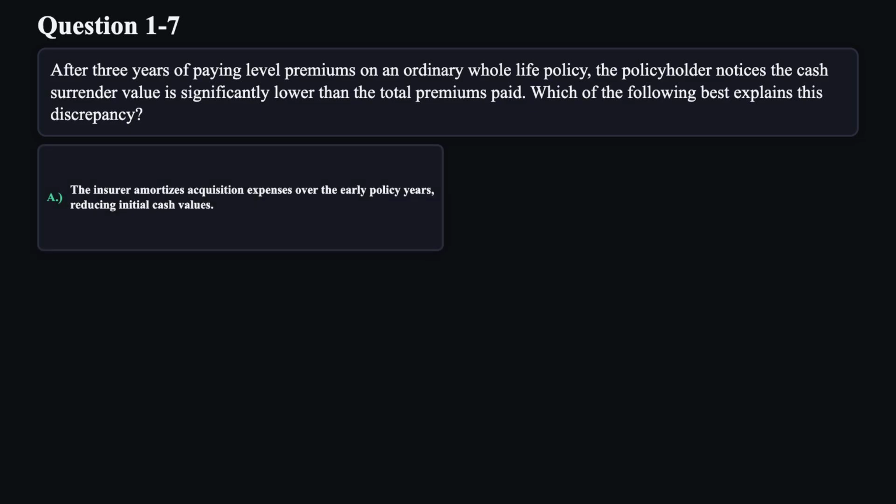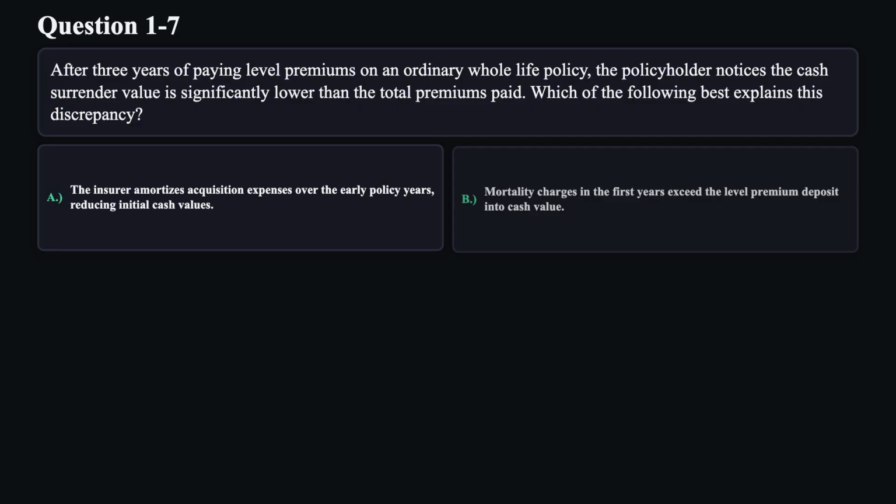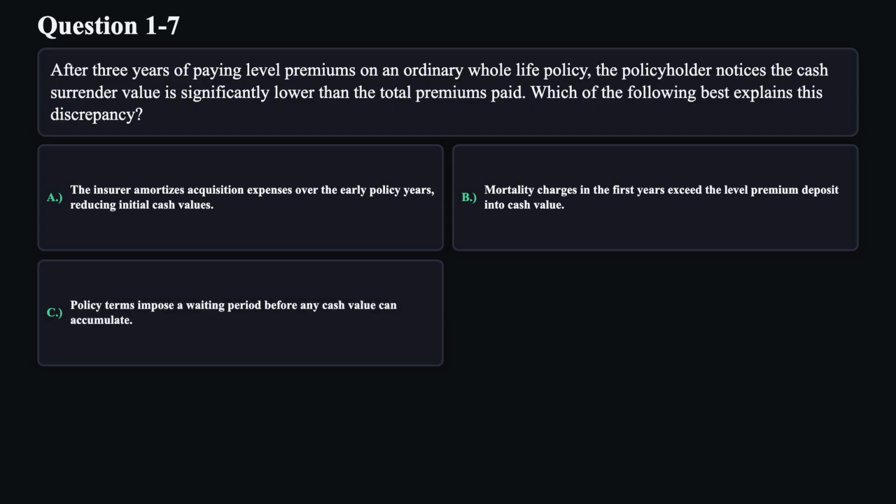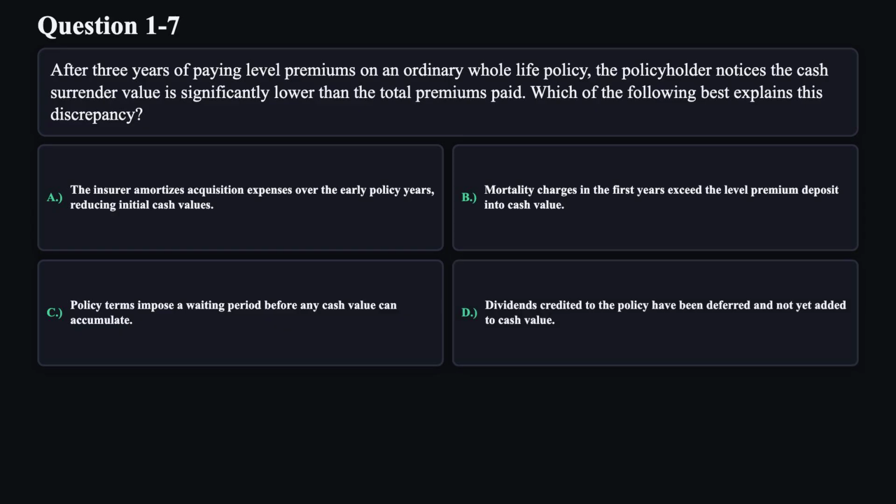A. The insurer amortizes acquisition expenses over the early policy years, reducing initial cash values. B. Mortality charges in the first years exceed the level premium deposit into cash value. C. Policy terms impose a waiting period before any cash value can accumulate. D. Dividends credited to the policy have been deferred and not yet added to cash value.